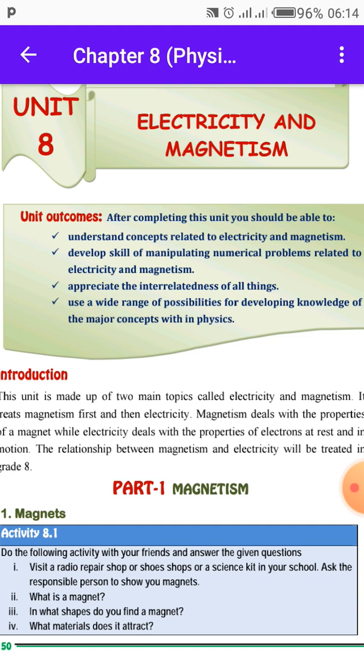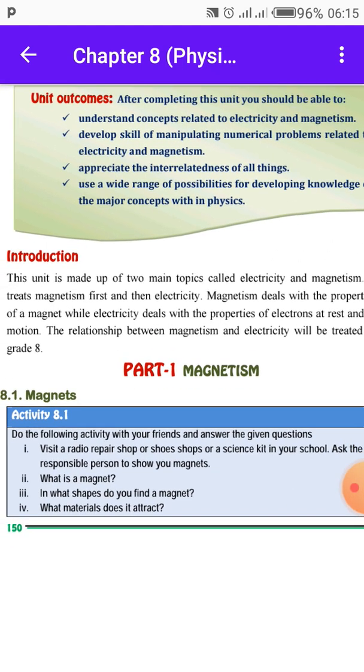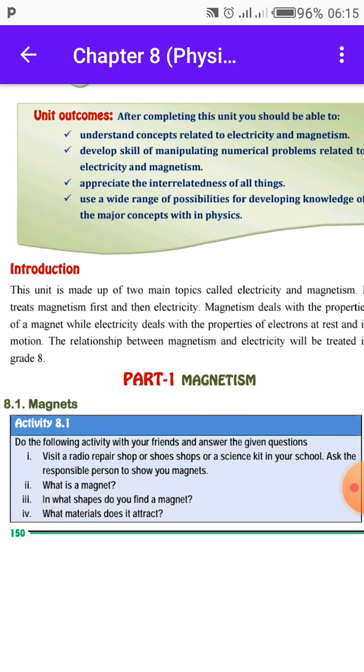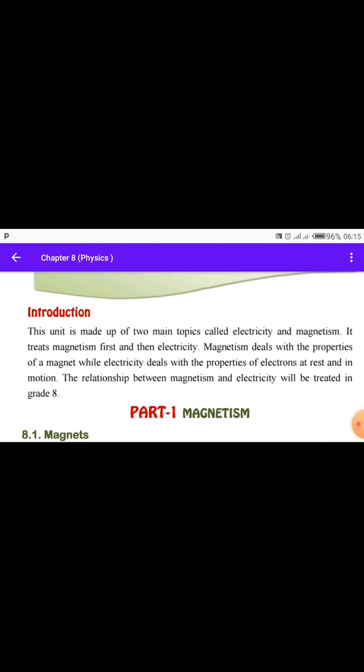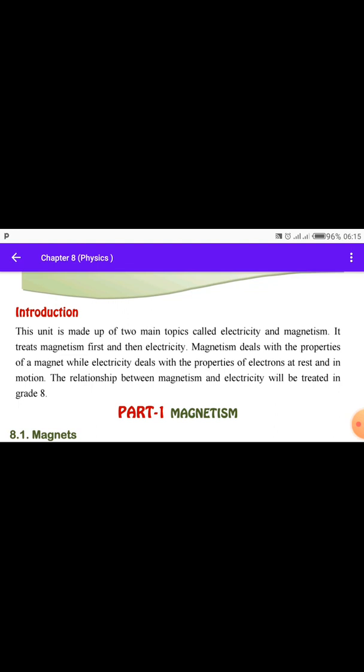Now we come to the introduction of electricity and magnetism, the unit of grade 7, unit 8. This unit is made up of the broad main topics of electricity and magnetism. The two concepts are very broad.